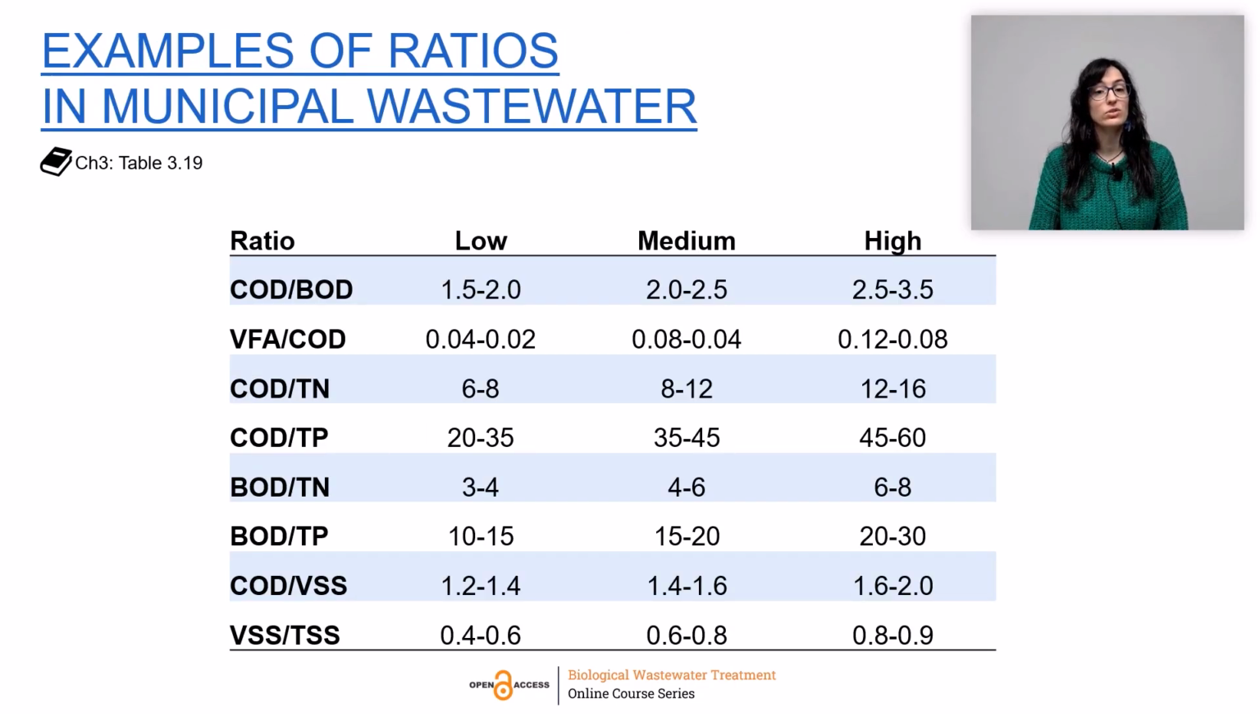In this table, you have an example of the typical ratios that should be observed in municipal wastewater. And again, we have values for low, medium, and high wastewater concentrations. As mentioned before, we can have different values depending on the load of the wastewater, but normally, the higher the load, the higher the ratios.